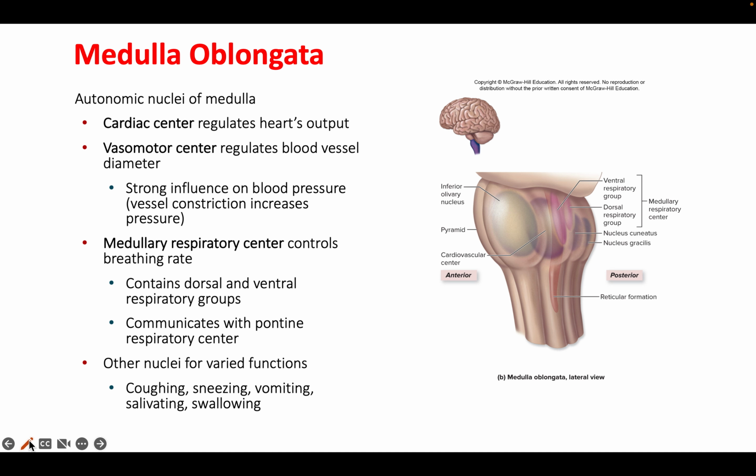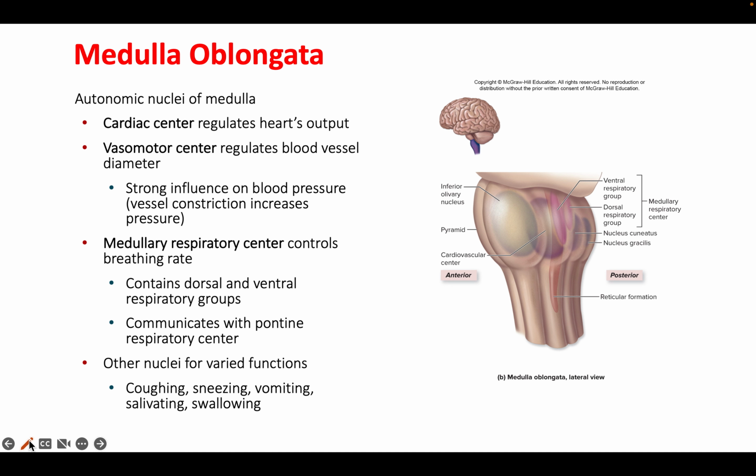So the next part we'll talk about is the medulla. So the medulla is the most inferior or the most caudal part of our brainstem, continuous with the spinal cord inferiorly. And it contains lots of different nuclei. Okay? And so again, when you think of the term nuclei, we're thinking of a collection of cell bodies in the central nervous system. That's what we're talking about. So we have different centers in the medulla, and these centers control different autonomic functions.